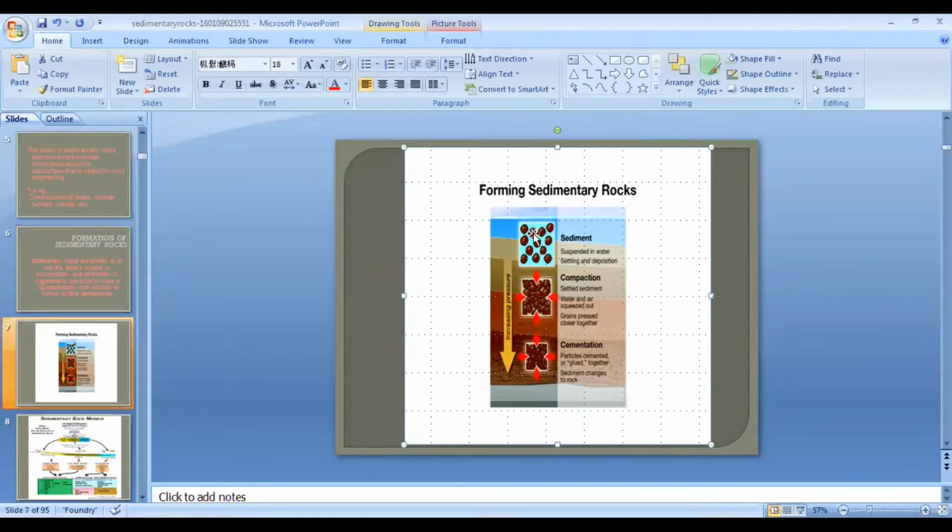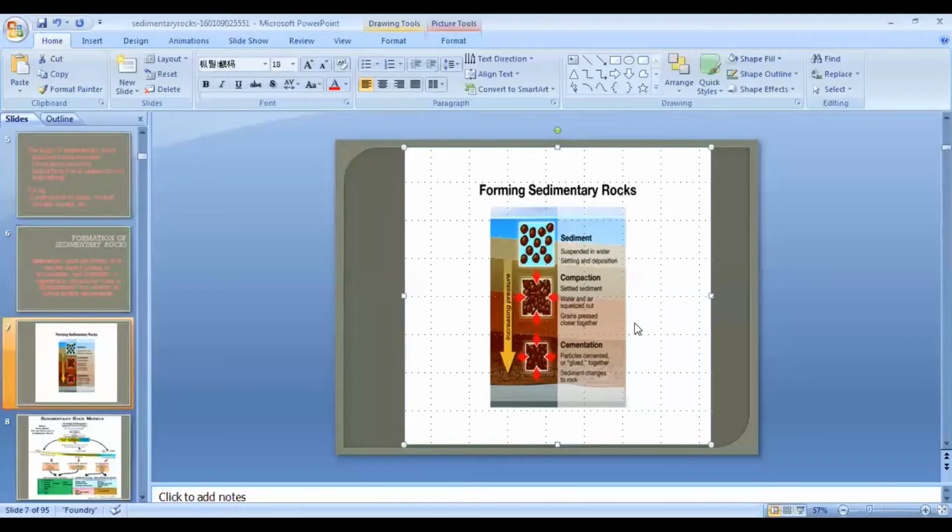So as the sediments are compacted, they go to deeper parts of the earth. Then we have the coming in of cementation.